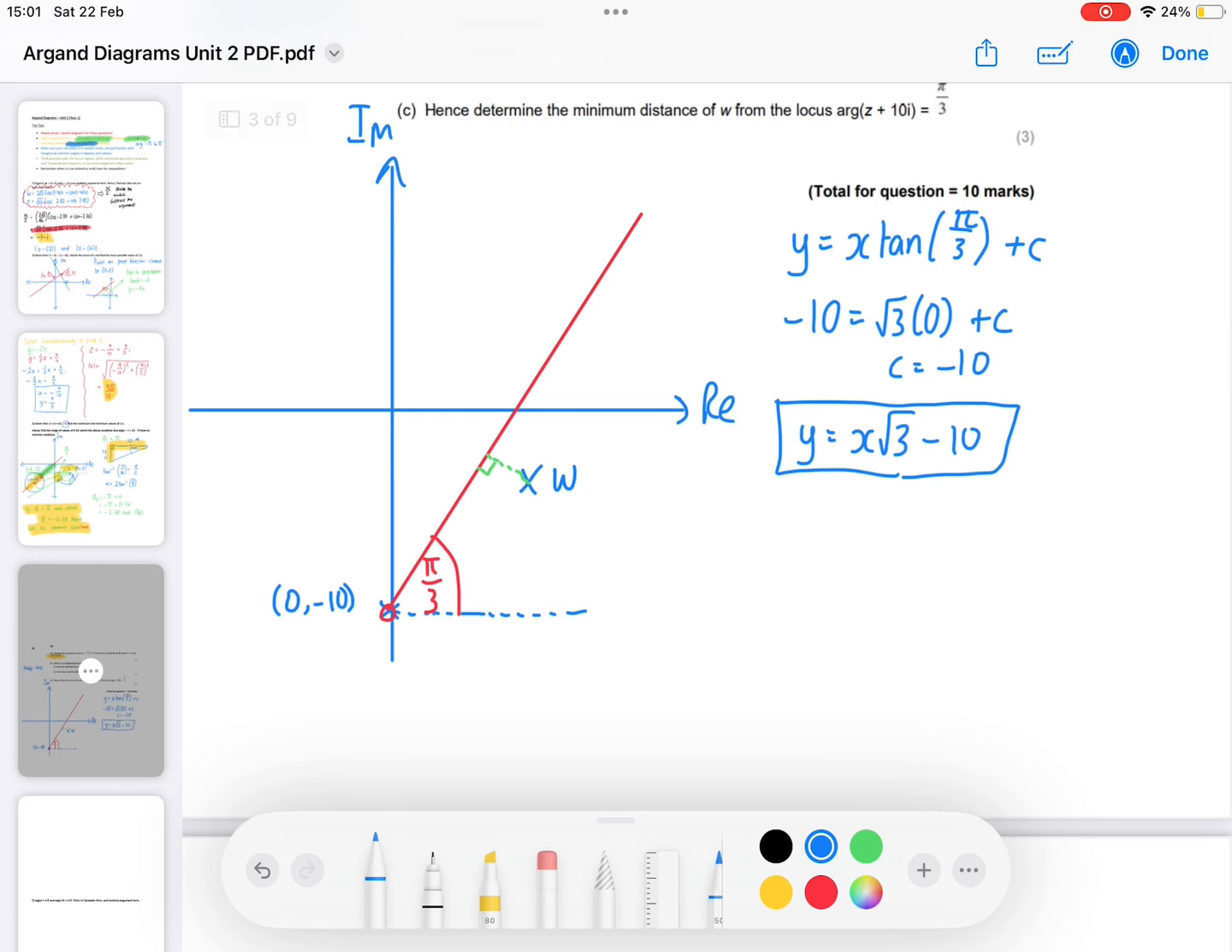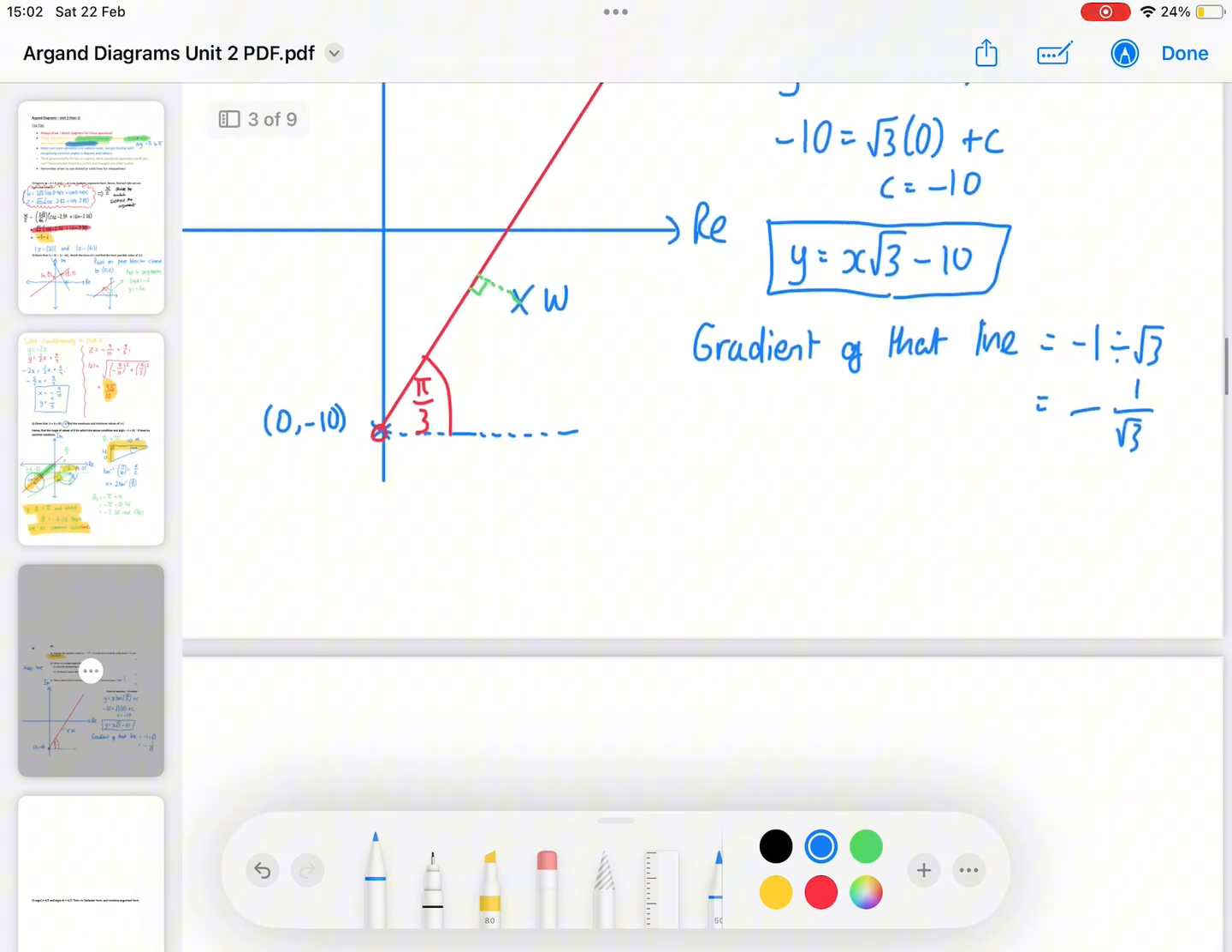And to find the minimum distance of W from that locus, we want to find the perpendicular line to that locus which passes through W. So the gradient of that line is going to be minus 1 divided by root 3, so minus 1 over root 3. And we know that it passes through W, which we also know the value of. W is 4 root 3 minus 4i.